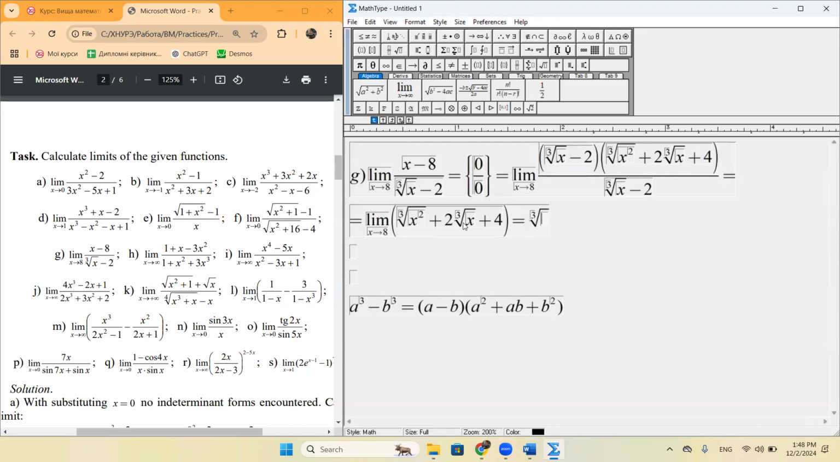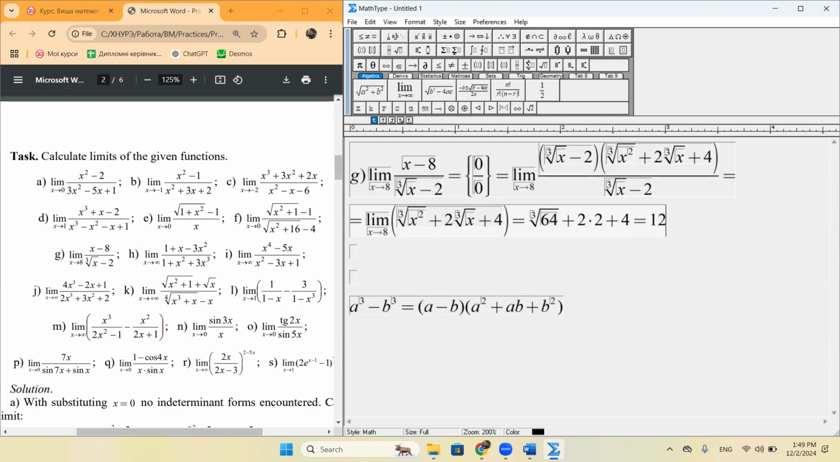So what we basically receive here: cube root of 64 plus 2 by 2 plus 4. So cube root of 64 is 4. So the answer is 12.